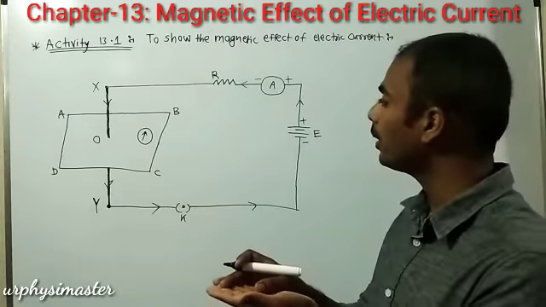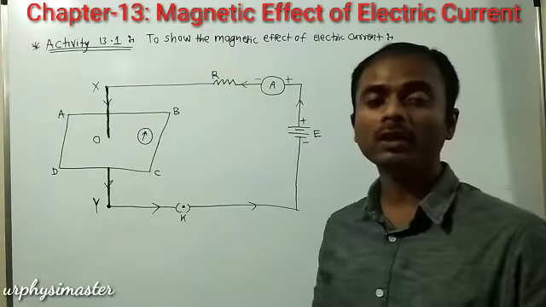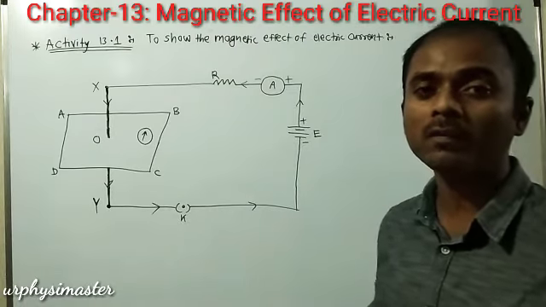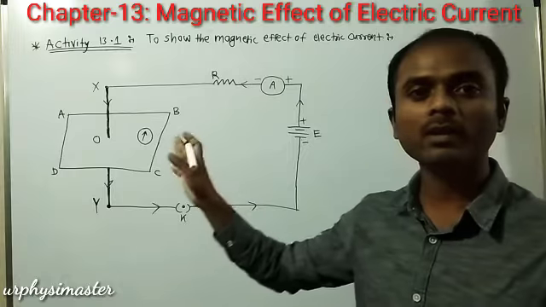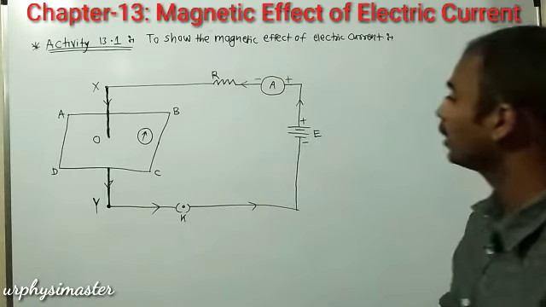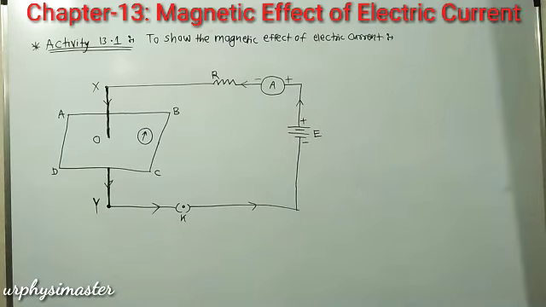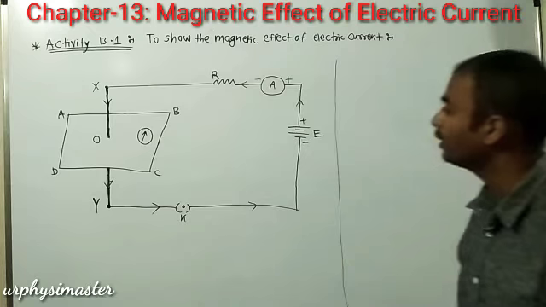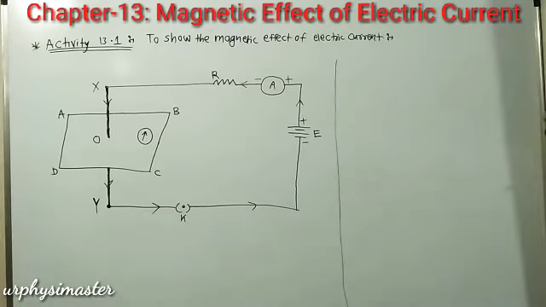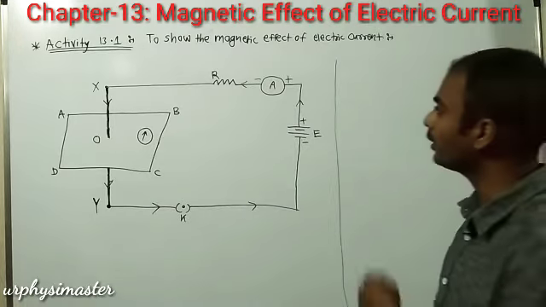What is the function of a magnetic compass? It detects the presence of magnetic field. If there is a magnetic field, then there is a deflection in the magnetic compass, or magnetic needle. So this is the activity. Okay, so what are the conclusions from this activity?